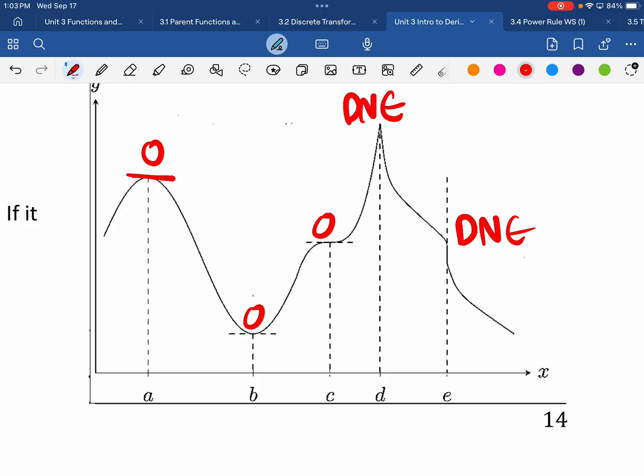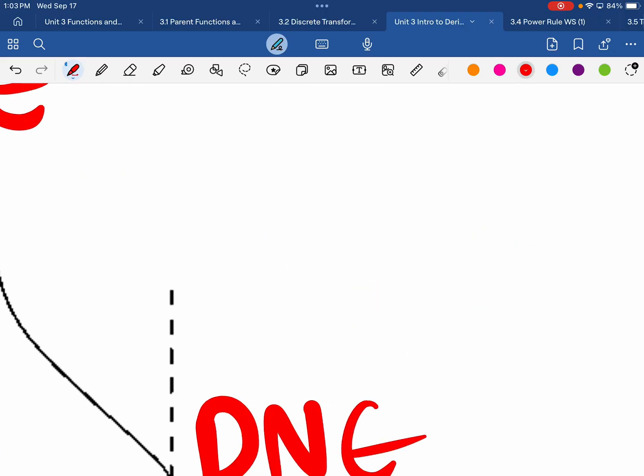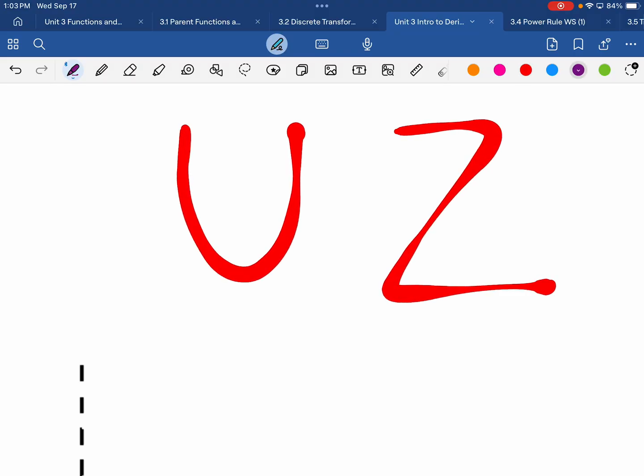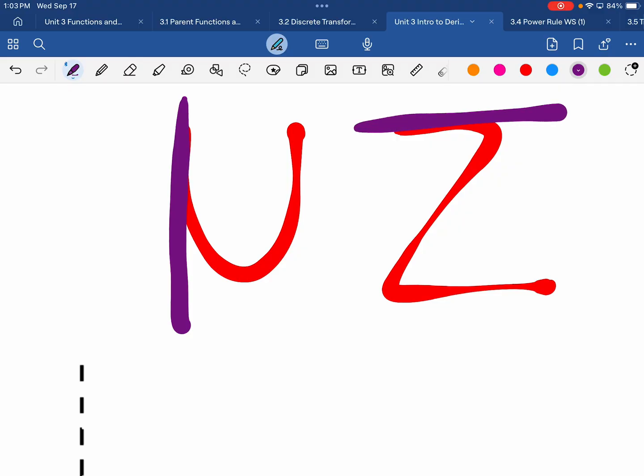Also, what is the slope of a vertical line? No, the slope of a vertical line. Undefined. Do you remember doing the vertical line test? Do you remember doing this in Algebra 1? Where the vertical line is undefined, that is not 0.